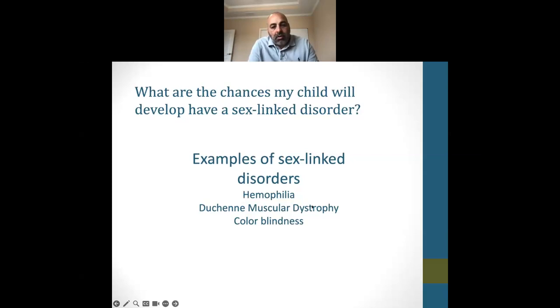Sex-linked, so hemophilia, the bleeding, muscular dystrophy, color blindness. Typically in males, there's an increased risk of this because as a male, we only have one X. It's usually on the X chromosome. In the female, you have two X's, one turns off. So you have a chance of it turning off that bad one and you not expressing it as a female. So that's why we typically see higher numbers in males.